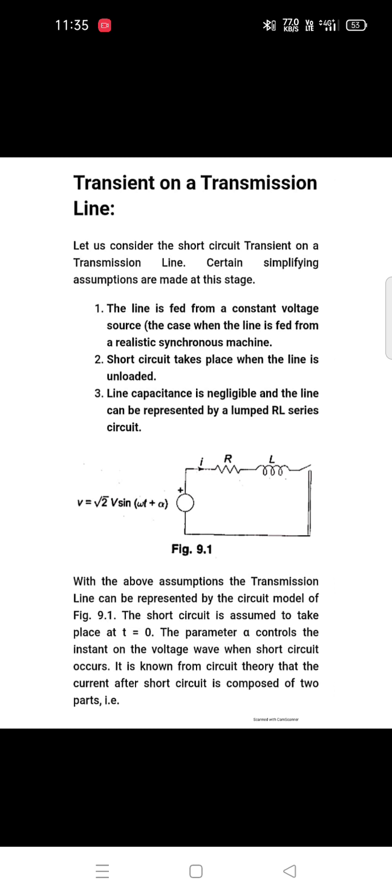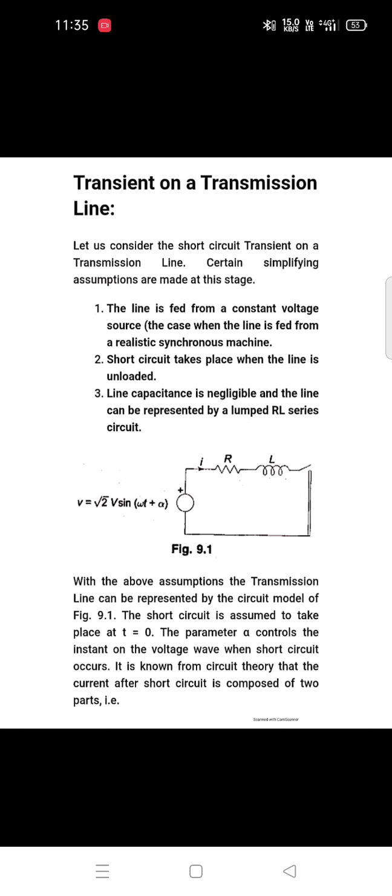Okay. Now we will first see the transient on a transmission line, how these transients are made and how we can calculate the transients on the transmission line. So firstly let's consider the short circuit transient on a transmission line of RL. There are a few assumptions that we first make to make the calculation easy.